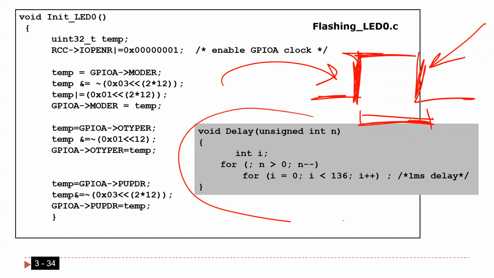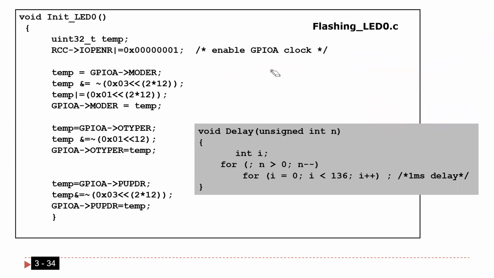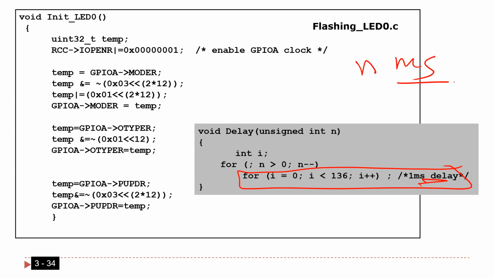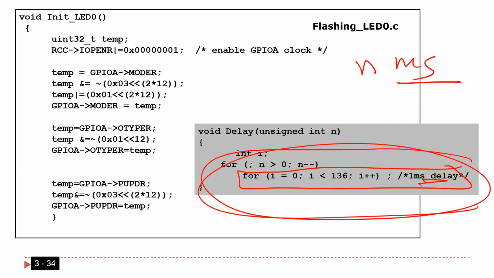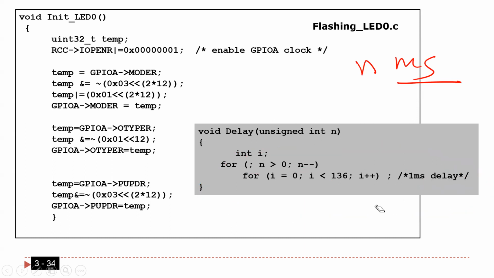The way I did it, I created this function here. And actually this function is not doing anything; I'm just wasting time. Here you are going to run a for loop 136 times, and this is going to take 1 millisecond. The for loop just executes instructions, so time is taken. The time taken to make 136 iterations here is going to be 1 millisecond. So if I want to make a delay in milliseconds, I have to repeat this n times. This is one way to make a delay.